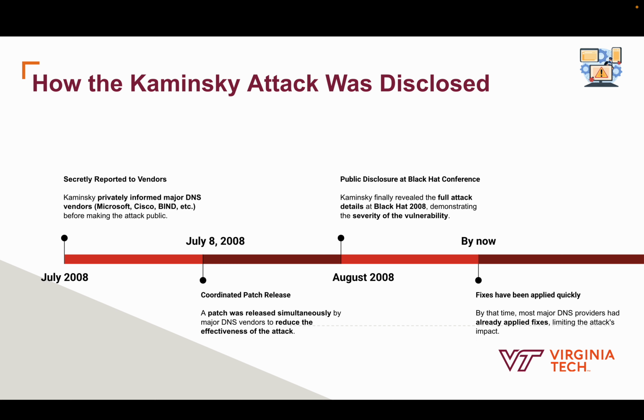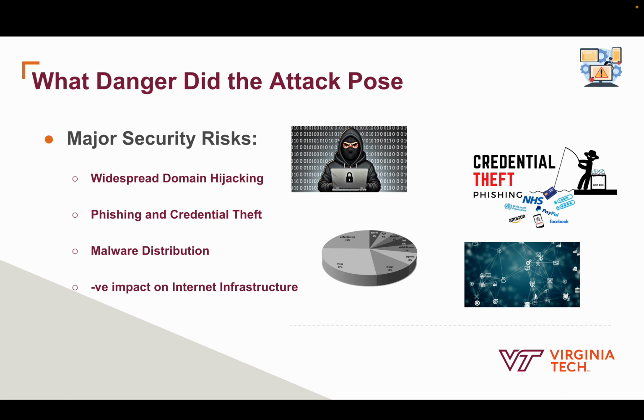As for how this attack was disclosed, in July 2008, Kamenetsky privately informed major DNS vendors before making the attack public, and a coordinated effort was made to develop and deploy patches before the full disclosure. On July 8th, a patch was released simultaneously by major DNS vendors to reduce the effectiveness of this attack. And in August, Kamenetsky finally revealed the full attack details. By that time, major DNS providers had already applied fixes limiting the attack's impact.